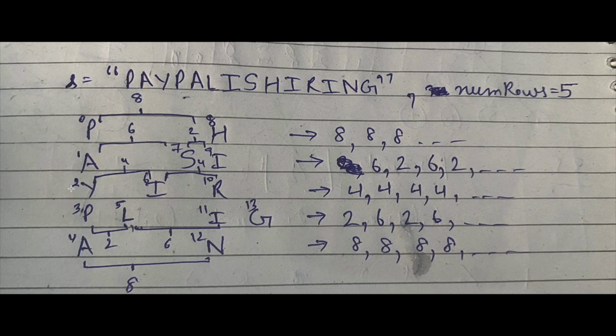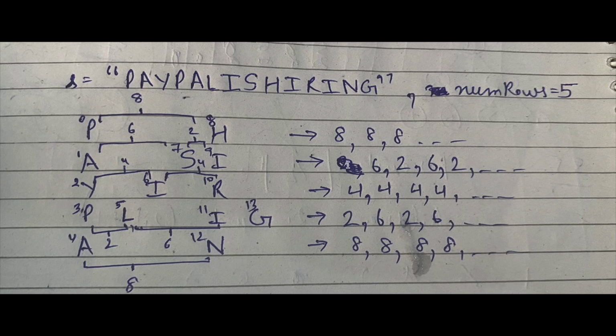Similarly for the third row, the difference is 4, 4, 4, 4. So we write 4, 4. And again for the next row the difference is 2, 6, 2, 6. So 2, 6, 2, 6. And for the last row again the difference is 8, 8, 8, 8. So the last row and the first row are the same.